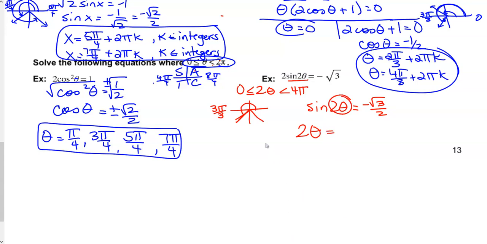So 2 theta has to equal, this is 3 pi over 3, add one more is 4 pi over 3.